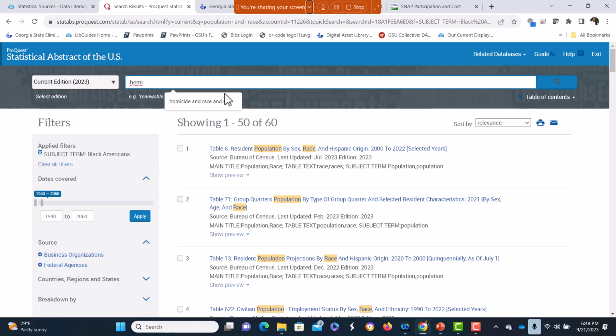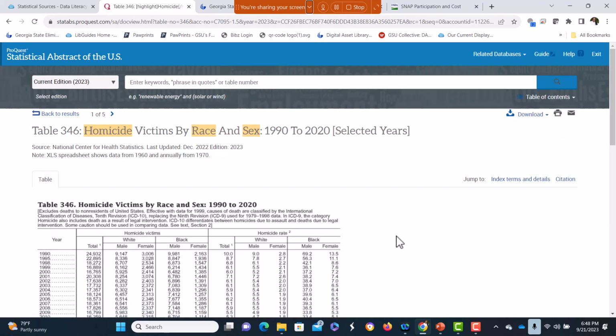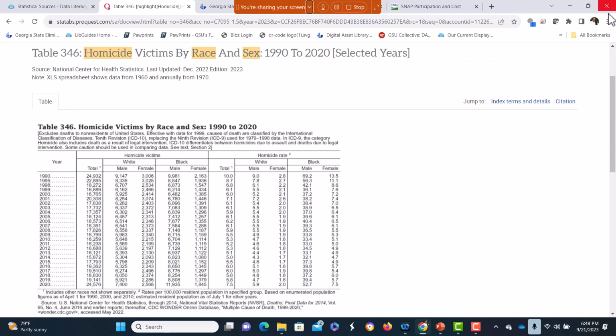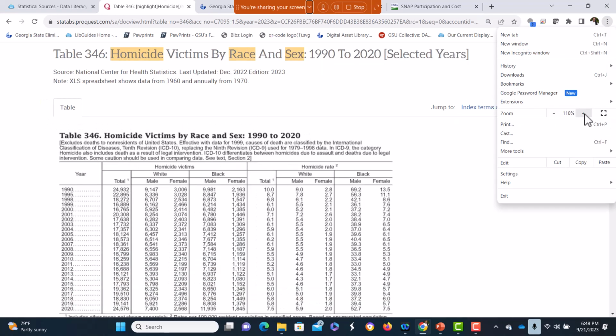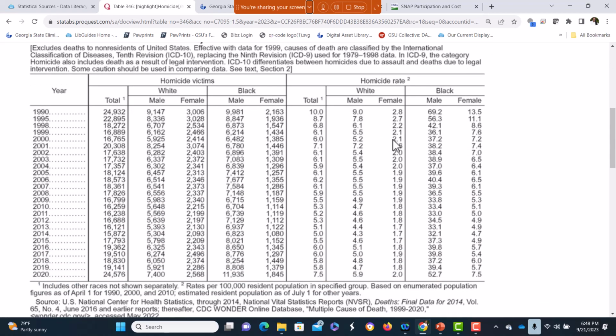So let's try this: homicide and race and sex. Sometimes you just have to do it. Some keywords don't work out, you try again. All right, so this is what I was looking for. Homicide victims by race and sex, 1990 to 2020. Let me make this a little bigger so you can hopefully see it on the screen. And the number he used was 2020.